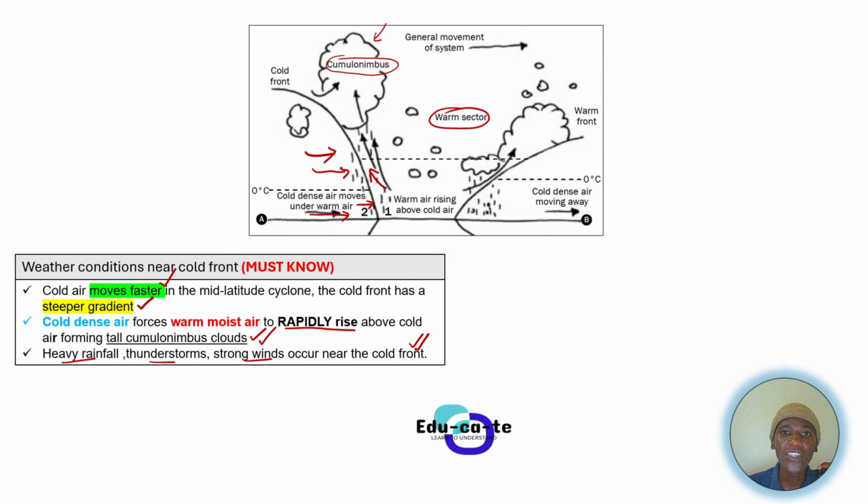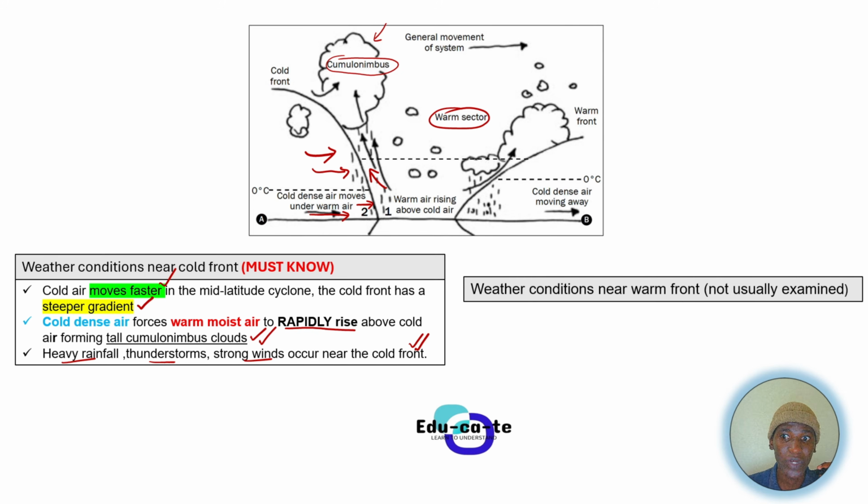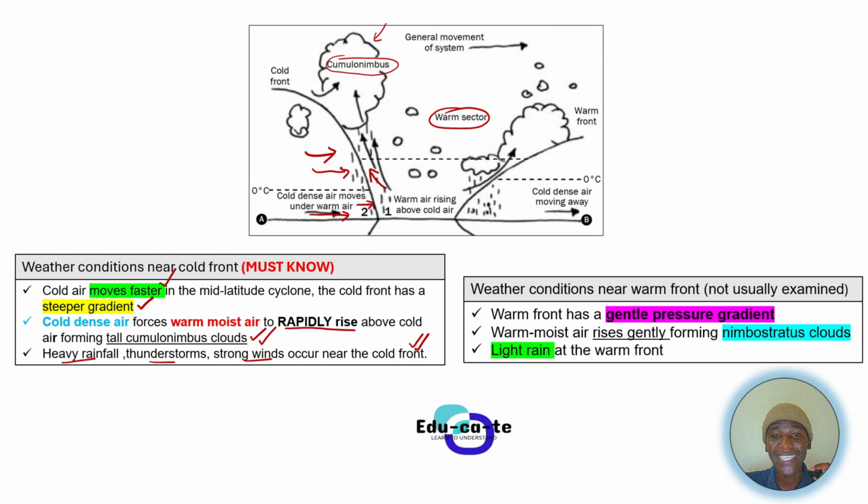So now these ones are also questioned but not usually examined. The warm front has got a gentle pressure gradient. It is just opposite to the cold front. So at the warm front, we have got a gentle pressure gradient. This gentle pressure gradient suggests that the warm moist air is not forced to rise with a lot of pressure as compared to the one on the cold front.